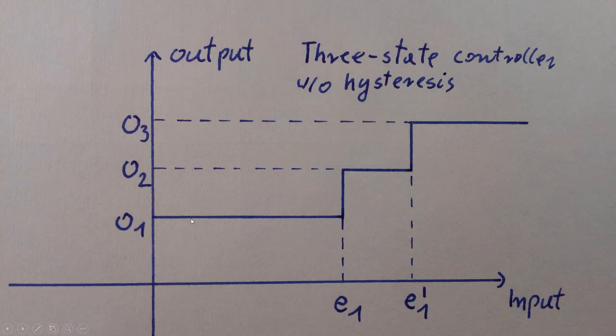So, the input is somewhere here, let's say. The output is O1. It grows until it reaches E1. Then the state changes to O2. Then it might grow further, until it reaches E1 prime, and then it turns to the third state.